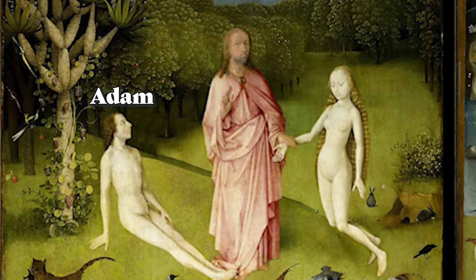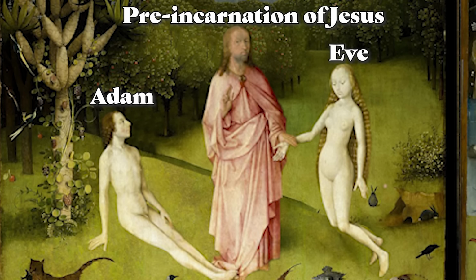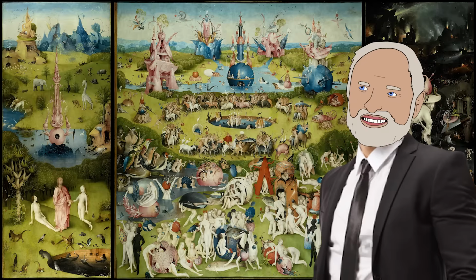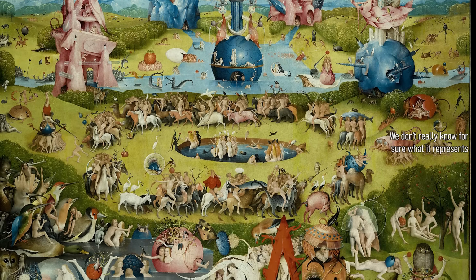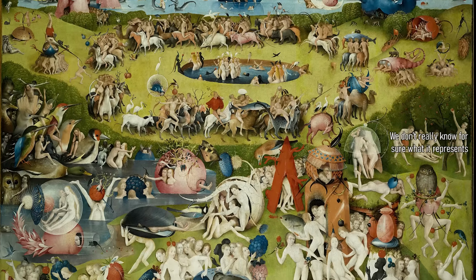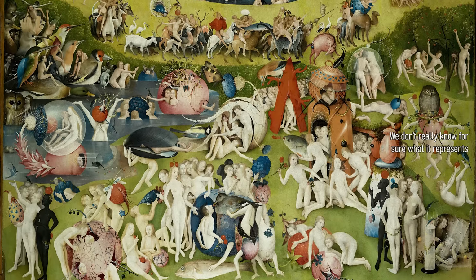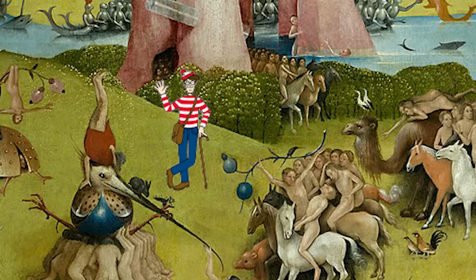Here is Adam and Eve, and the pre-incarnation of Jesus, and they are all hanging out in the Garden of Eden. Now what's going on in the middle bit? That's harder to explain. The best theory is either that this is Eden if people were allowed back into the garden, or if they had never left in the first place, or if man had not committed original sin. But look at the size of that strawberry. Oh, here he is.